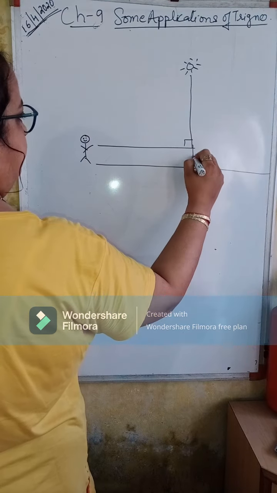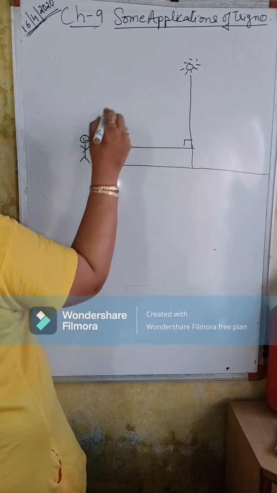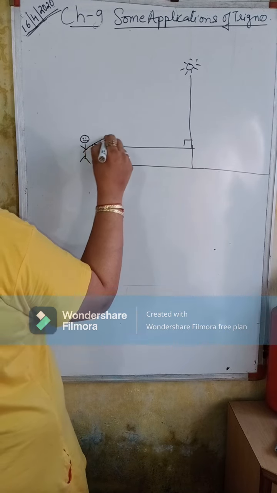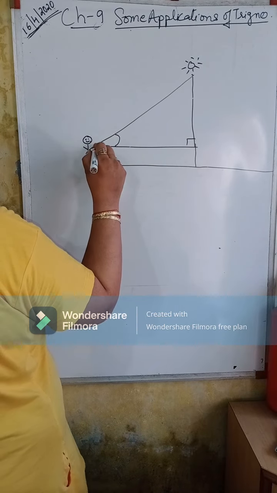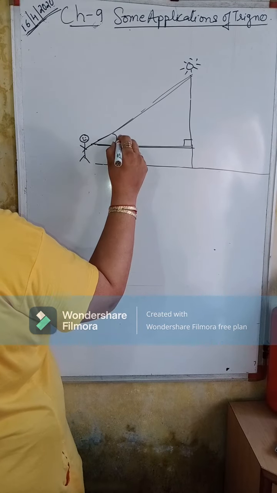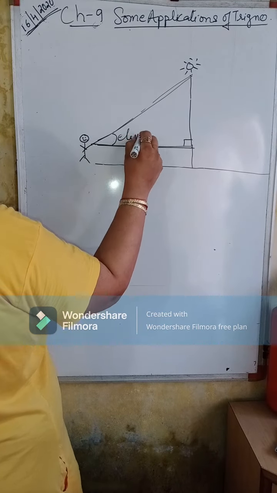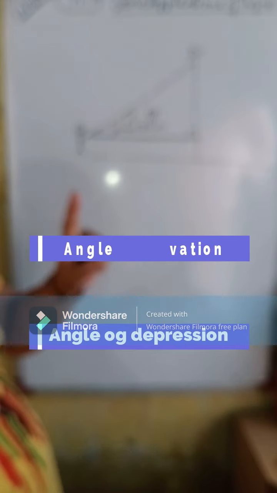Just pay attention. From our eyes we are seeing up to the object, and the angle this line makes with the horizontal on the ground is called the angle of elevation. Did you understand? There are two concepts over here: angle of elevation, and another, angle of depression. When we look up, it is said to be the angle of elevation.